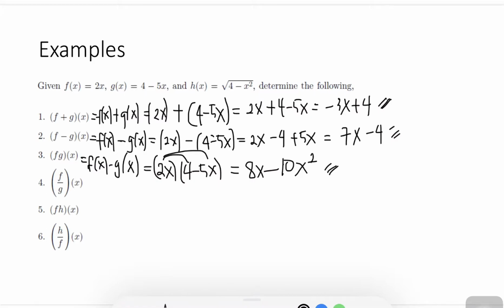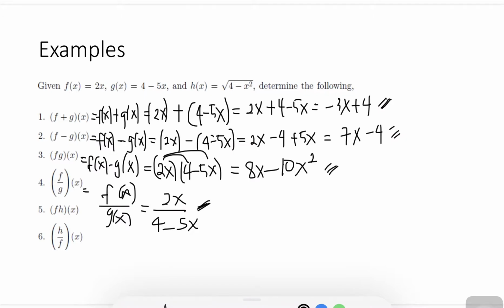Okay, number 4, division. So f of x over g of x. What is f of x? 2x. What is g of x? 4 minus 5x. Take note, we cannot simplify this further. So we cannot give the lowest term. So this is now our final answer. 2x over 4 minus 5x.